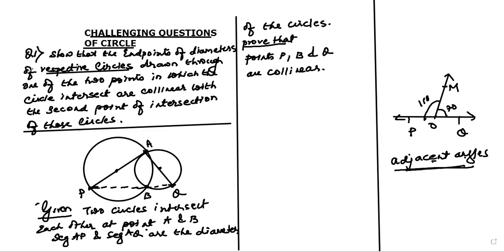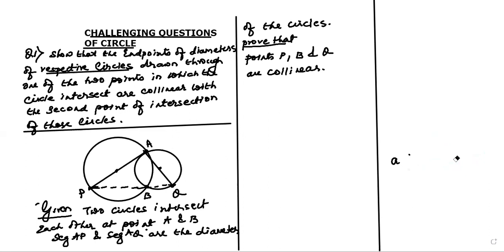So I just gave you an idea about proving points collinear. So here, in the same way, I want to prove 3 points collinear. Which are the 3 points I want to prove collinear? P, B and Q. I want to prove P, B and Q are collinear. Such a simple question, children.